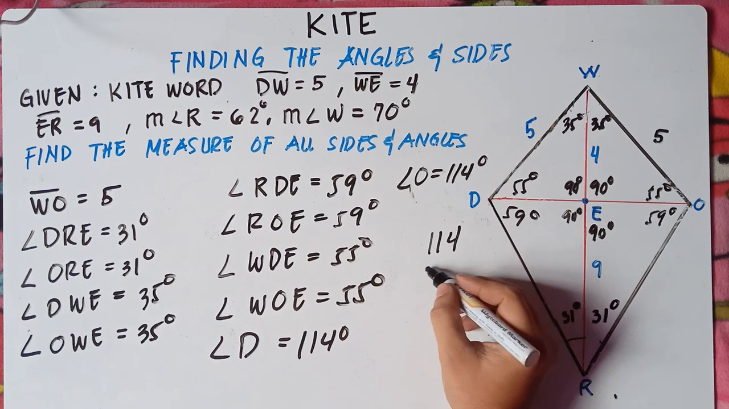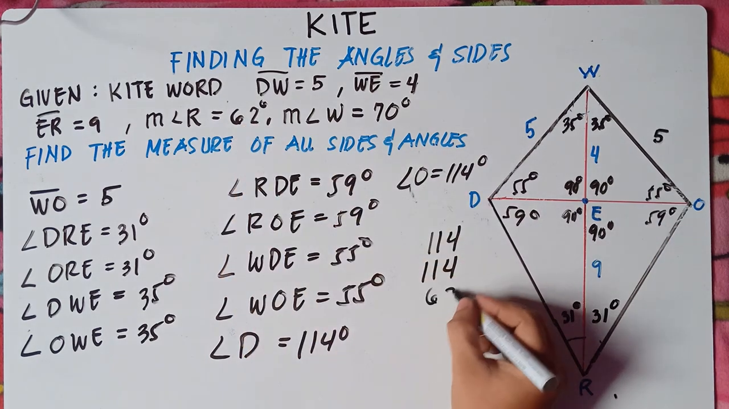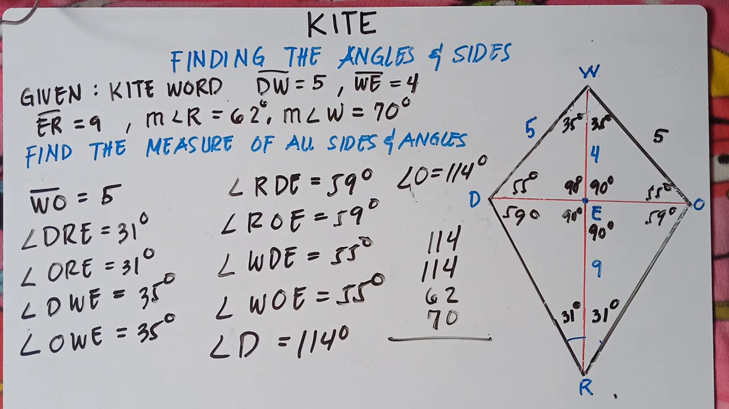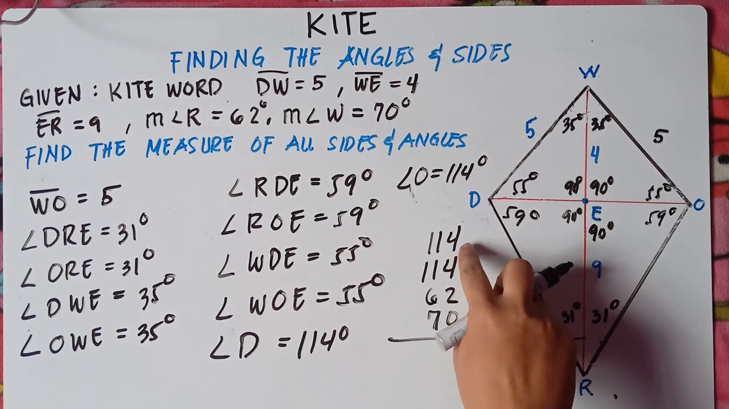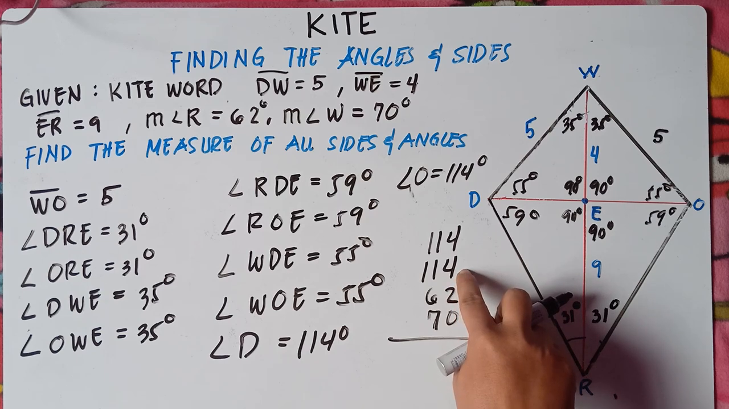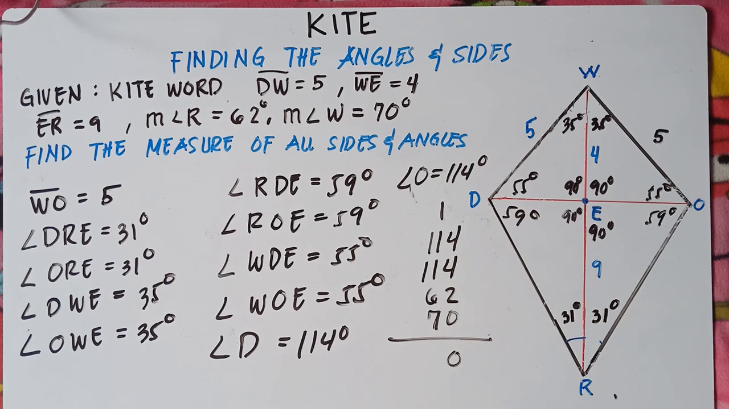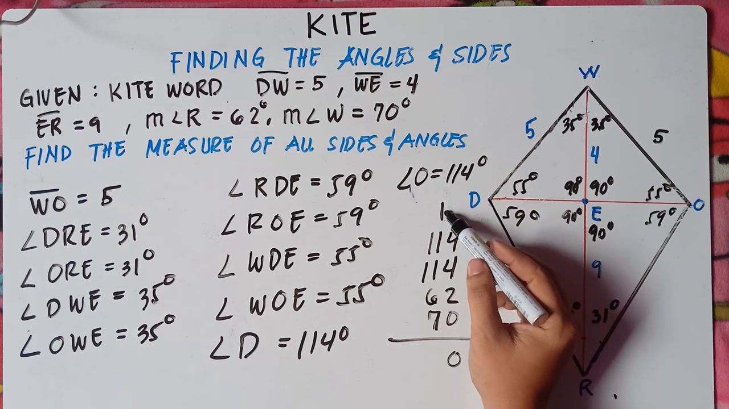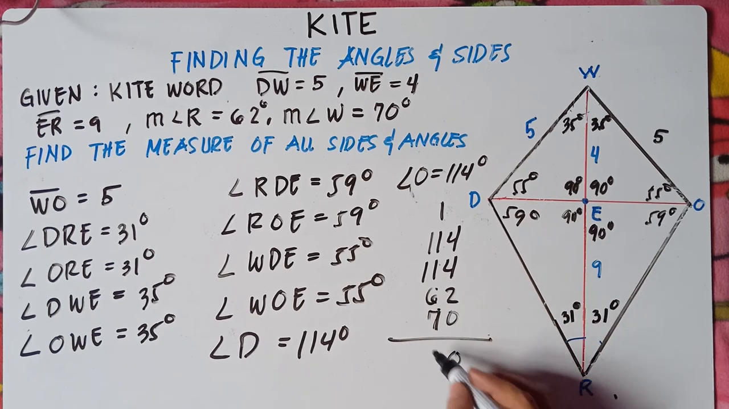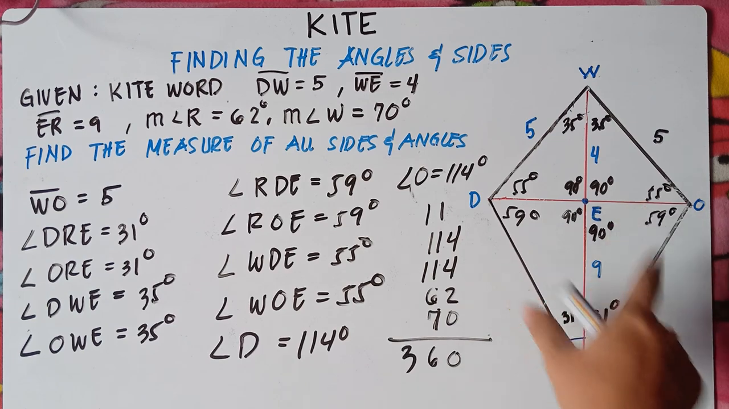So 114 plus 114, this one is angle D and angle O. Then angle R is 62 plus 70. Once again, class, do not forget that in any quadrilateral, the measure of the angles is 360. So 4 plus 4 is 8, plus 2 is 10, carry 1, 0. 1 plus 1 is 2, plus 1 is 3, plus 6 is 9, plus 7 is 16. 6, carry 1. 1 plus 1 plus 1 is 3. That's why we got 360. Therefore, our answers for the angles are correct.